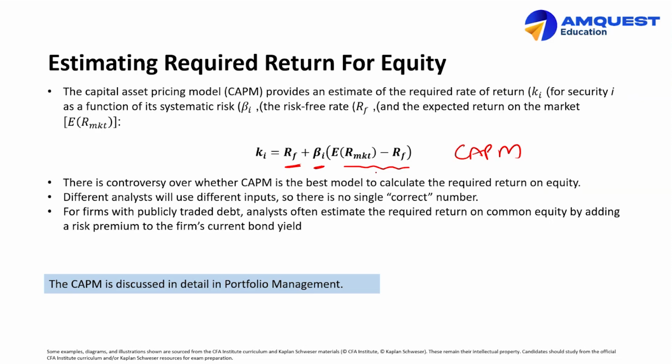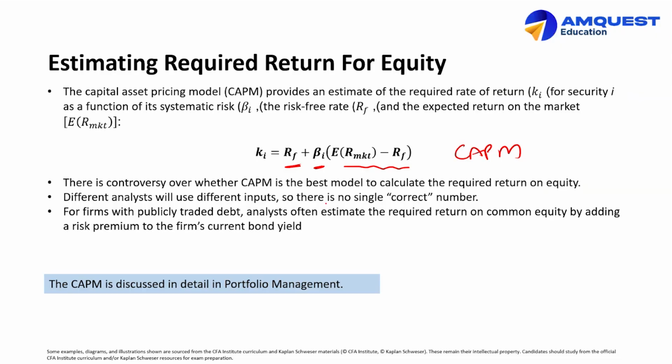There's a controversy over whether CAPM is the best model to calculate the required return on equity because, again, everything is subjective in valuation. So people can have different discount rates, different expectations. So there is no single correct number over here. Ultimately, it is what target you're setting for the stock and whether your target is achieved.